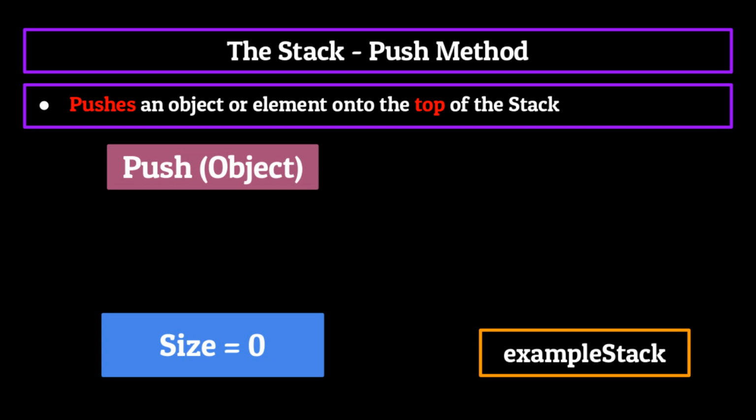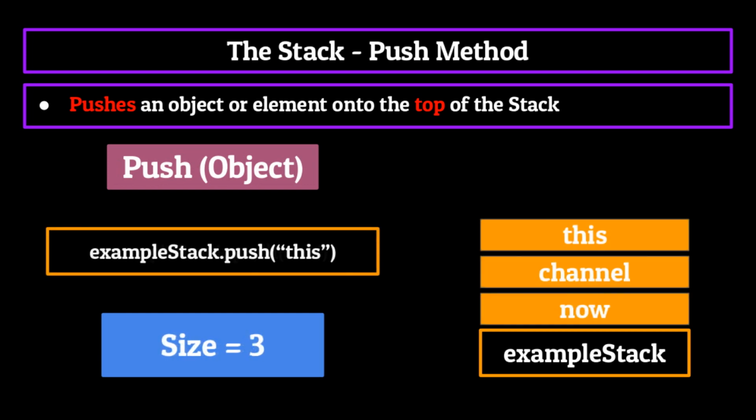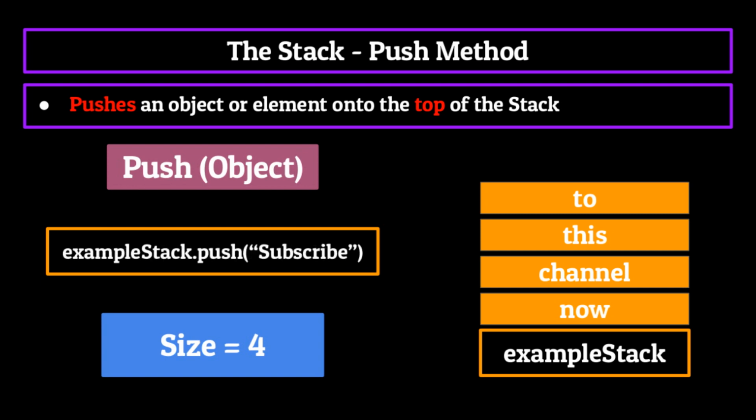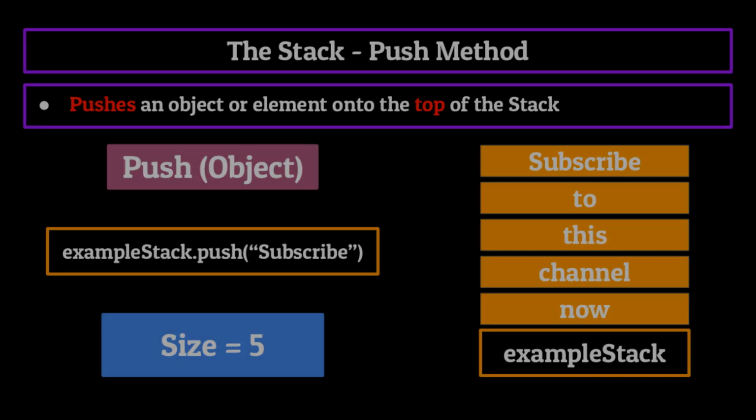When we do this, that object becomes the forefront of the stack and its size is dynamically increased by 1. Let's start running some push commands on a variety of different strings. You'll see that the stack slowly gets built. Now, channel, this, to, subscribe, a series of completely random words seamlessly pushed onto the stack. As you can see, we're only adding information to one spot, the top. There's no insert method where we can just jam a string into the middle of the stack.